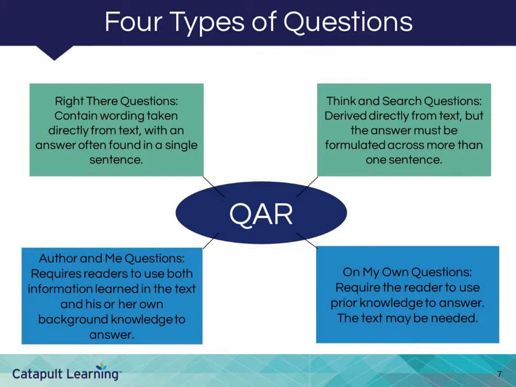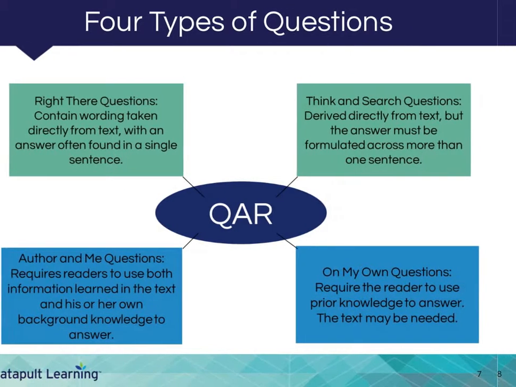Author and me questions require readers to use both information learned in the text and his or her own background knowledge to answer. On my own questions require the reader to use prior knowledge to answer. The text may also be needed. Neither an author and me nor an on my own question can be answered with only information from the text. You must make it clear to students that in order to answer an author and me question, readers must have read and understood the text. To answer an on my own question, readers can rely solely on their background knowledge.